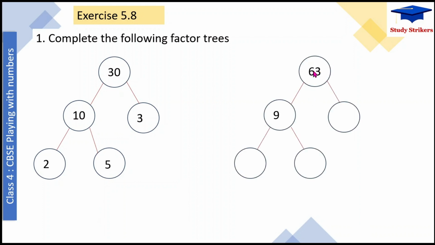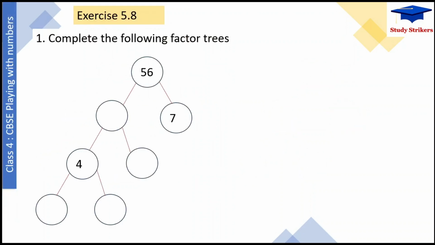Next we got 63. One of the factors of 63 is 9. So obviously the other factor will be 7, as 9 sevens are 63. Now we have to find factors of 9, which are 3 threes are 9. So here we got 3 and 3. Okay, let's move towards our next tree.